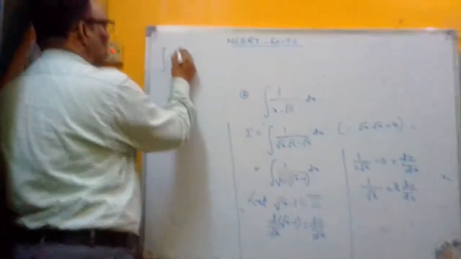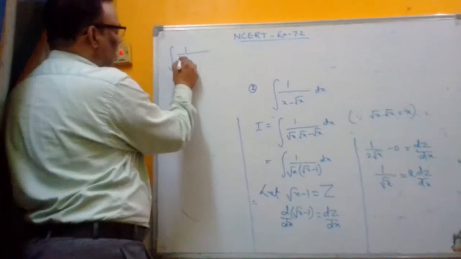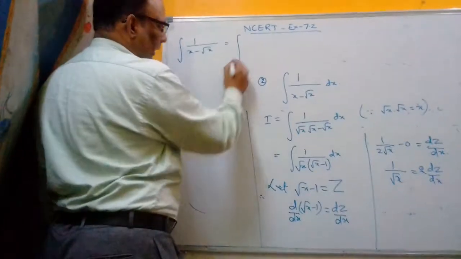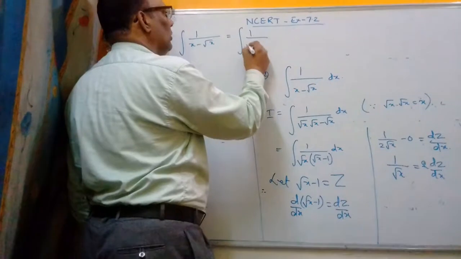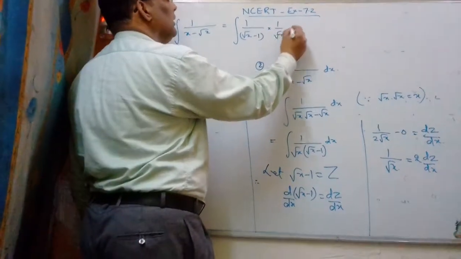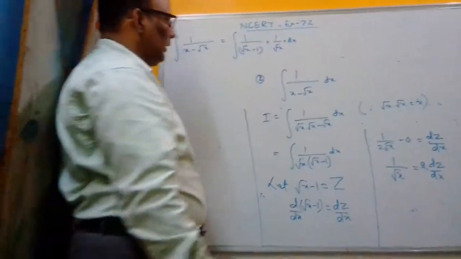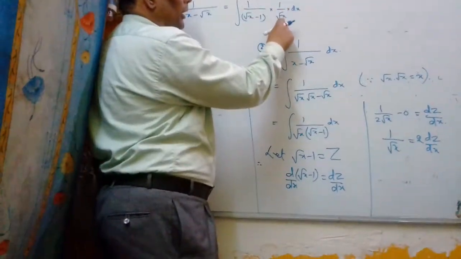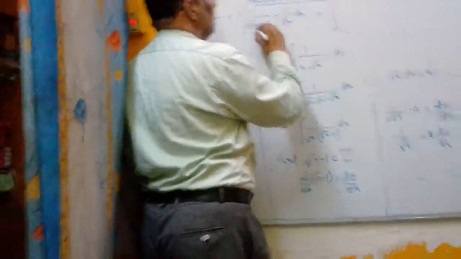is 1 by x minus root x is equal to integration of, this can be written as 1 by root x minus 1 into 1 by root x into dx. Is it clear? This portion can be written as 1 by root x minus 1 by root x into dx. Now we will convert it in terms of t.